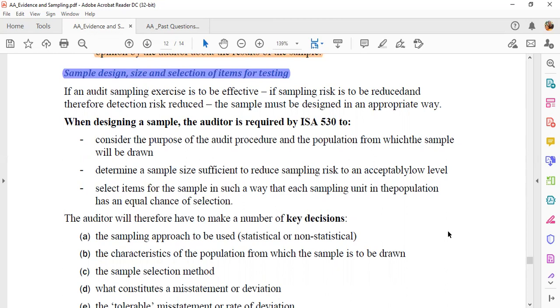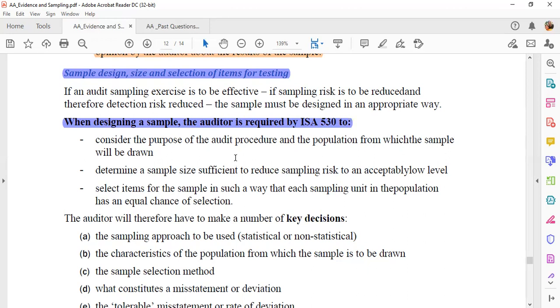So when you are designing your sample, the auditor is required by ISA to consider some of these issues. Please don't forget this. If you design your sample very well, that is very important, and it is going to lead to a reduction in detection risk. So when you are designing your sample size, what are some of the things that you need to consider?